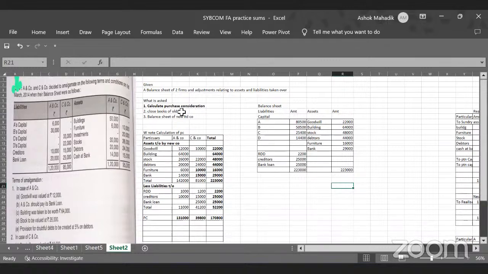So first, as I told you, we have to make three things in amalgamation sum: PC, close books of old firm, and open book of new company. In case of amalgamation, they will not ask you to pass journal entries. Only in case of conversion, they may ask you. That I'll show you now.